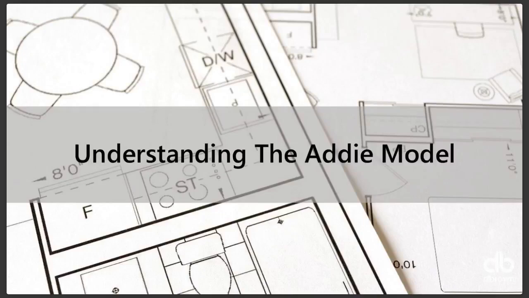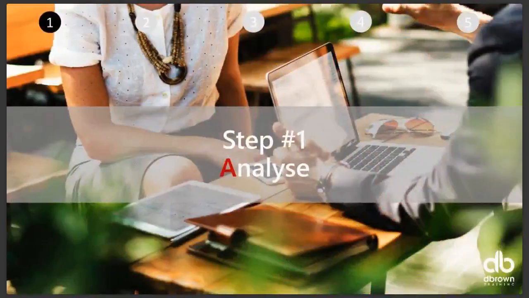Understanding the ADDIE model. So what is the ADDIE model? Well, the ADDIE model has various steps. And as you know, the name itself, ADDIE, signifies the steps we're looking at. So the very first step is to analyze. And what do we mean by analyze? Well, what we mean is you need to know the who, the what, the where, the when, the why, and by whom of the design process. That's what analyze is.